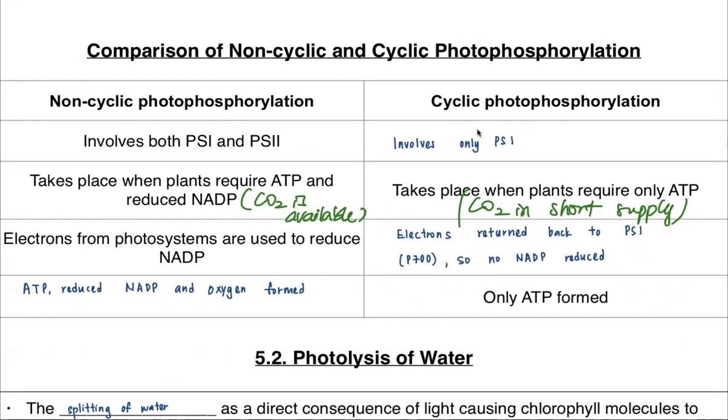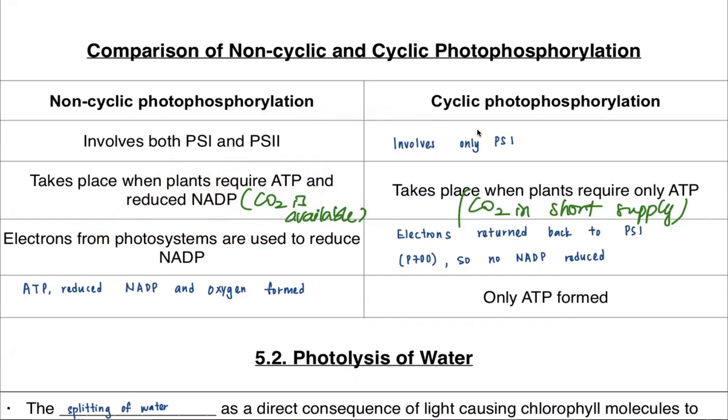So if you notice just now, in the case of cyclic photophosphorylation, no reduced NADP is produced. We'll talk about that later. Reduced NADP is ultimately for making glucose. Therefore, if the plant needs only more ATP, if it doesn't need glucose, for example, it doesn't have to carry out the glucose synthesis process, then it will carry out mainly cyclic photophosphorylation.